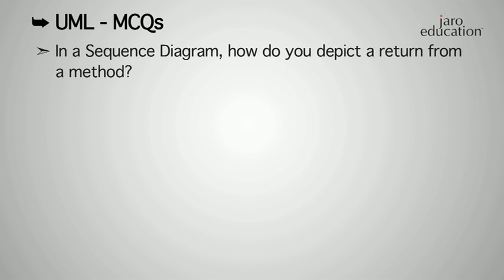Question 5. In a sequence diagram, how do you depict a return from a method? So there is one object which makes a call to another object, that is, passes a message or makes a method call. That other object is doing something and returning some value back to the caller. So how do you represent this return value on a sequence diagram?